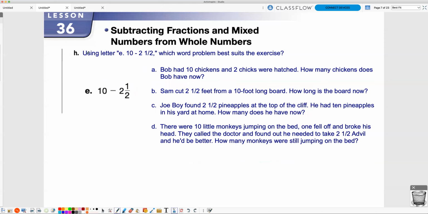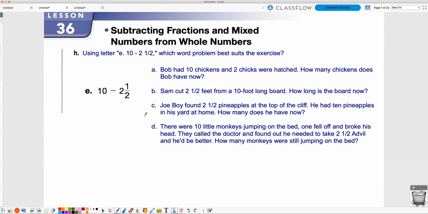Using letter E, which states 10 minus 2.5, which word problem best suits the exercise for E? Would it be A, Bob had 10 chickens and 2 chicks were hatched? How many chickens does Bob have now? Or would it be B, Sam cut 2.5 feet from a 10-foot long board? How long is the board now?